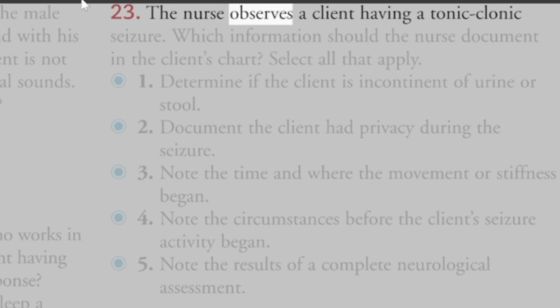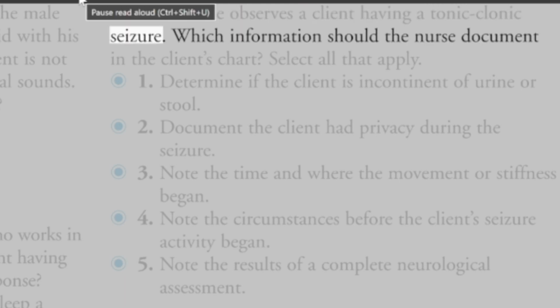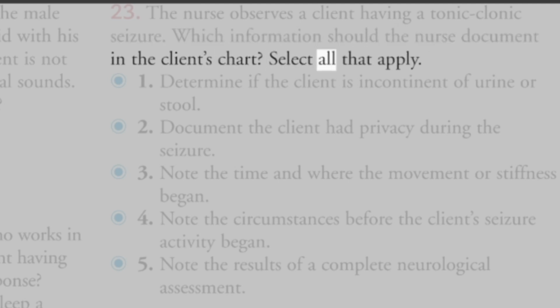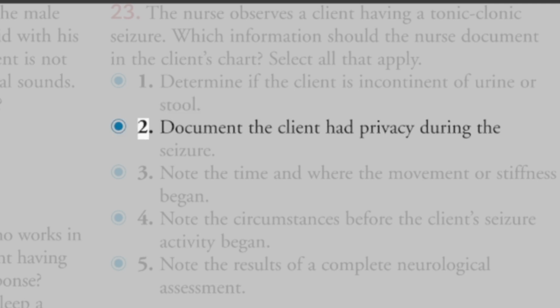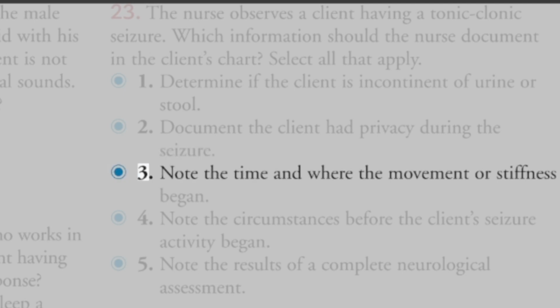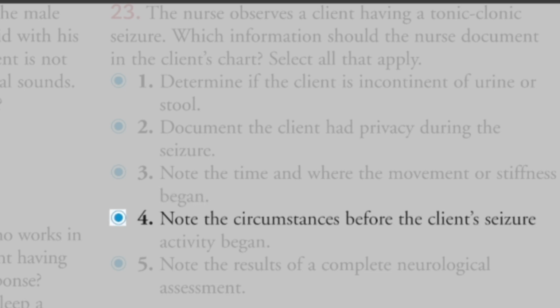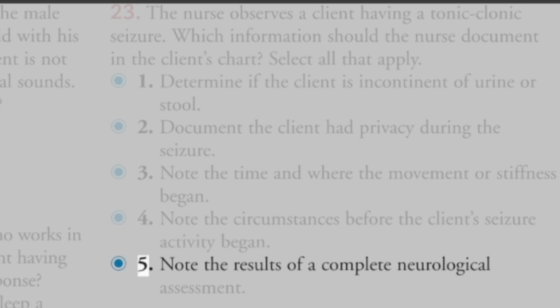23. The nurse observes a client having a tonic-clonic seizure. Which information should the nurse document in the client's chart? Select all that apply. 1. Determine if the client is incontinent of urine or stool. 2. Document the client had privacy during the seizure. 3. Note the time and where the movement or stiffness began. 4. Note the circumstances before the client's seizure activity began. 5. Note the results of a complete neurological assessment.